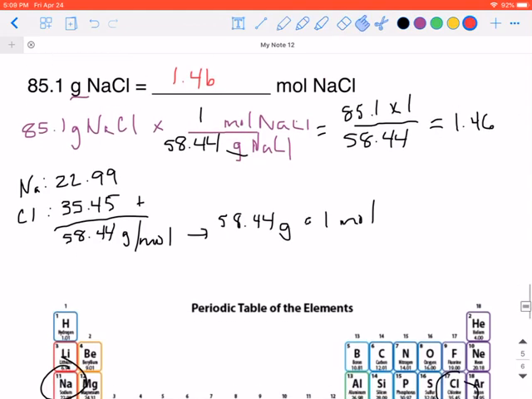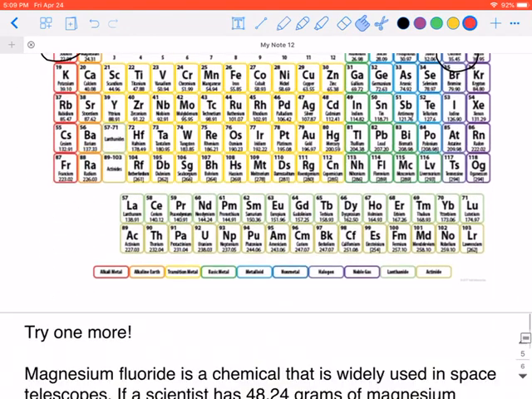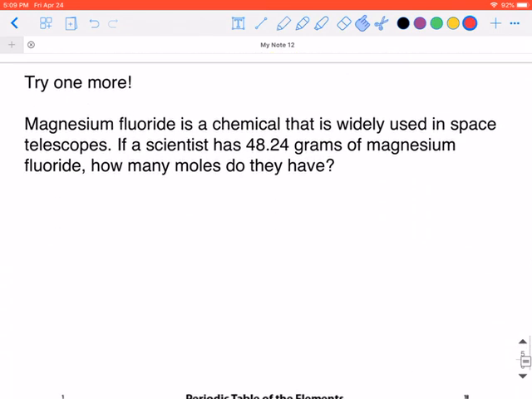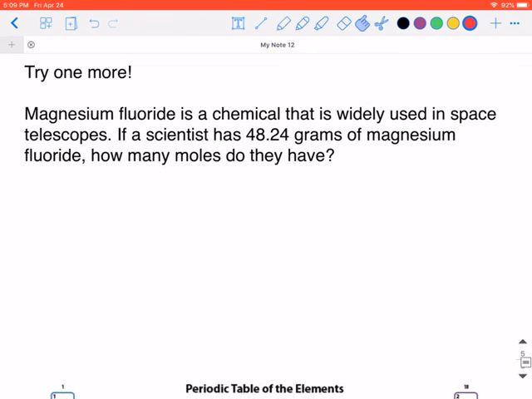Alright, so I have one more for you to try. It's kind of harder than the other one, so let's see if you can do it. This one says, magnesium fluoride is a chemical that is widely used in space telescopes. If a scientist has 48.24 grams of magnesium fluoride, how many moles do they have? So go ahead, pause this video. Let's see how you do.